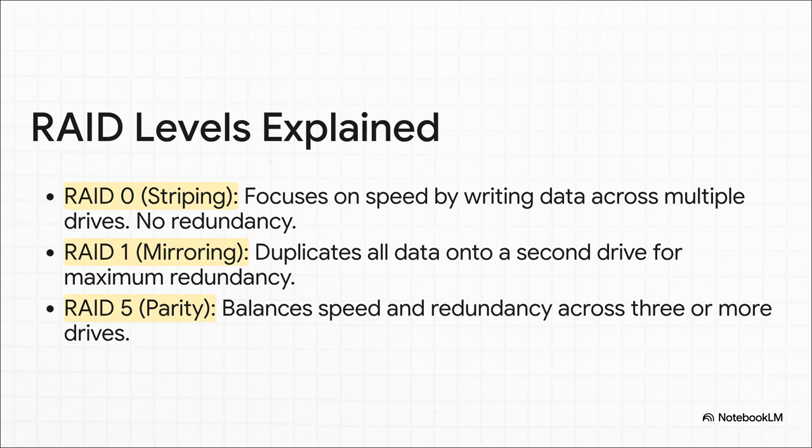Now, RAID isn't just one thing. It comes in different levels, and each one is a trade-off between speed and safety. You've got RAID 0, which is pure speed. It stripes your data across 2 drives, basically doubling your performance. The catch? If one drive dies, you lose everything. High risk, high reward. Then there's RAID 1, which is all about safety. It just mirrors everything from one drive to a second one. Total redundancy. And then you have options like RAID 5, which tries to give you the best of both worlds, a balance of speed and protection using a clever system called parity.